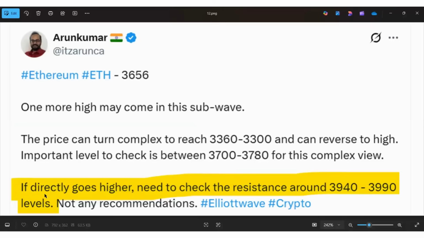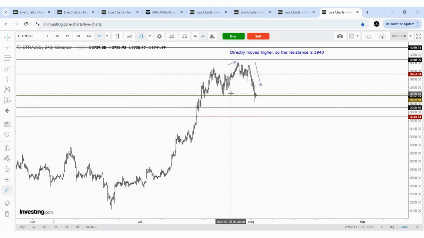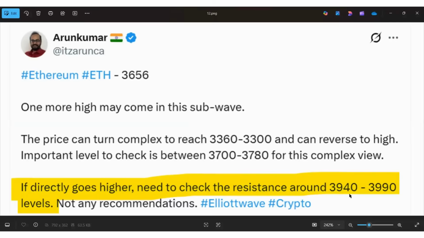Exactly rejected in this zone, but the price does not make a new low. So what I said is, if it moves directly higher without making a new low, you need to check the resistance around 3,940 to 3,990. Now you understand, for a complex the price needs to come lower, and if it does, that's the buy point for a new high. Suppose the price does not come lower and directly moves higher, there is a resistance. You can cut your long position or take the short entry. That's the understanding. If the price goes directly higher, the resistance level is 3,940 to 3,990.